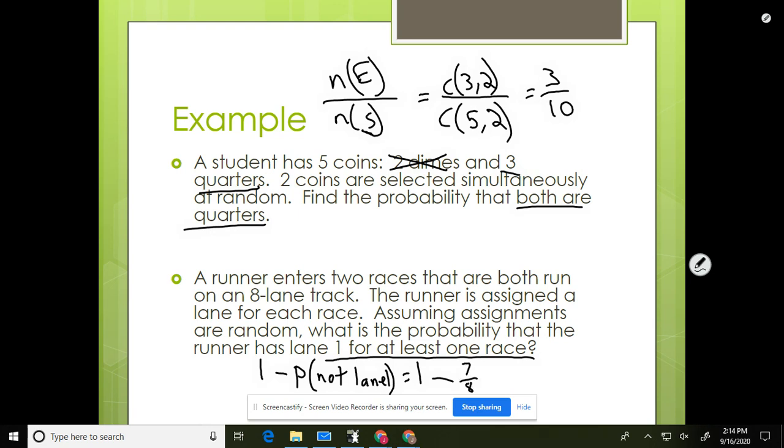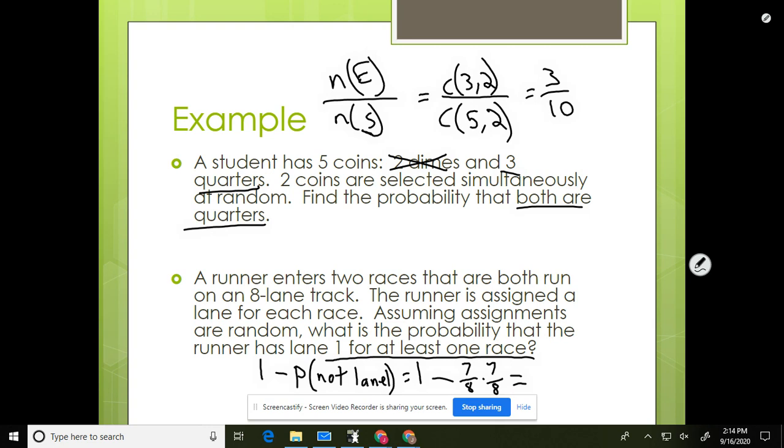Is 7 out of 8, right? So that's happening, and then lane two or race two, probability of not being lane one is also 7 out of 8. If I do that, I'm finding 1 minus basically not in lane one either race. What's left? Well, that's either being in lane one race or both races.